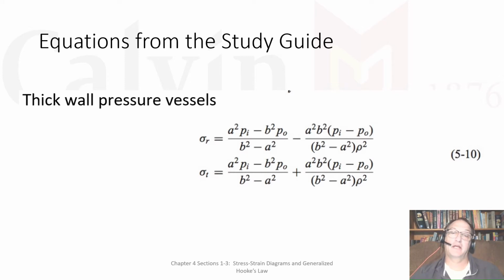We now actually have two stresses. Because these are thick, we now have a radial stress. That is, across our cylinder, we're going to have a stress in the outer direction, not just our hoop stress, which would have been along that curvature.